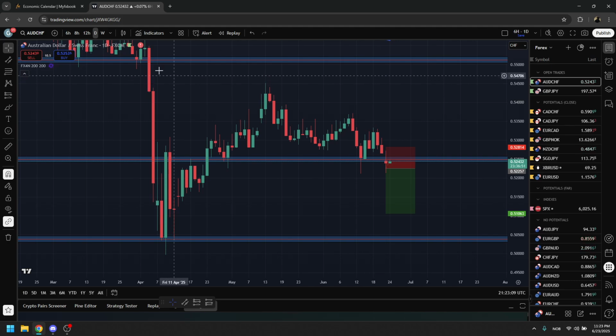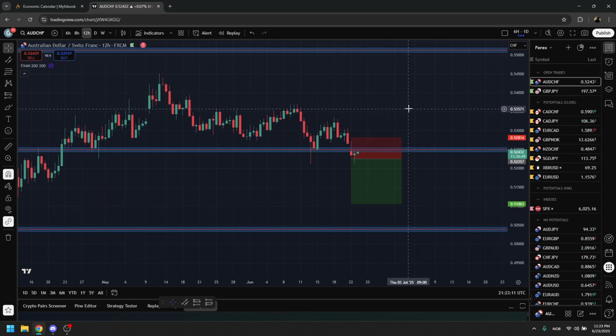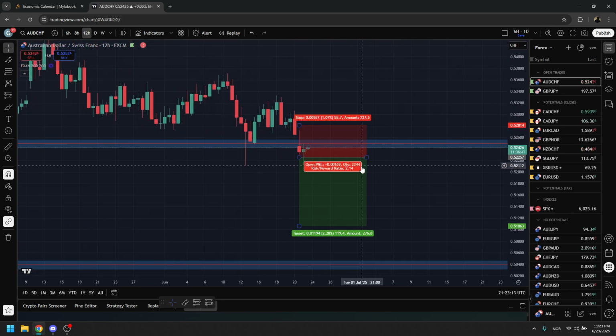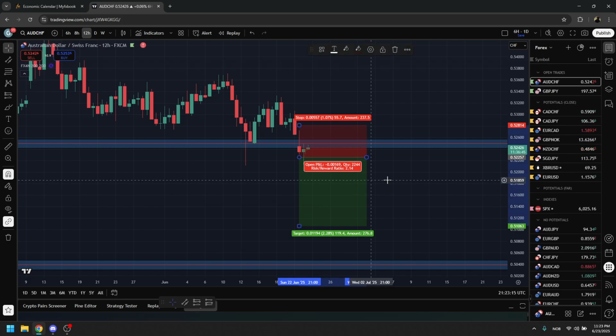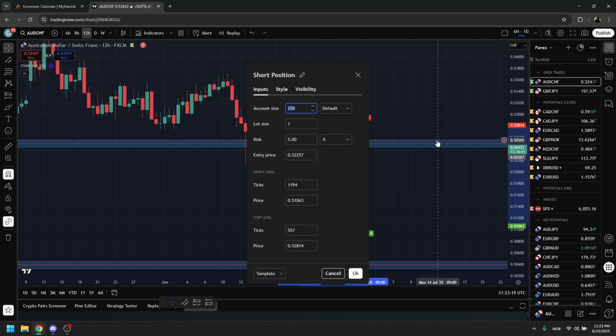And here's a trade too if you wanna join me in on it. This is AUDCHF, and here it is. Copy these numbers in wherever you're doing it.